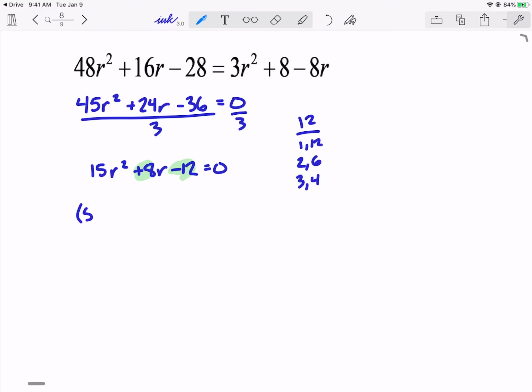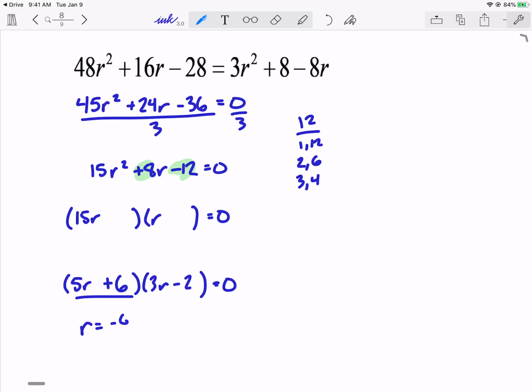So I know this factors into 15r and r, or 5r and 3r based on my factor pairs of 15. So as you've been practicing, you should get negative 2 with the 3r and positive 6. So 5r times the negative 2 gives me negative 10. 6 times the 3r gives me positive 18. 18 minus 10 gives me that positive 8r in the middle that I wanted.